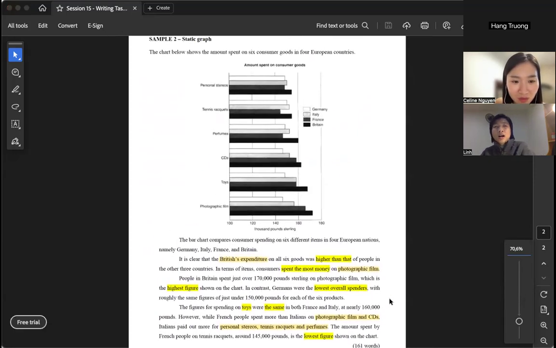Okay, so this one is different because there is no time period. Okay, so look at how they analyze the data here.